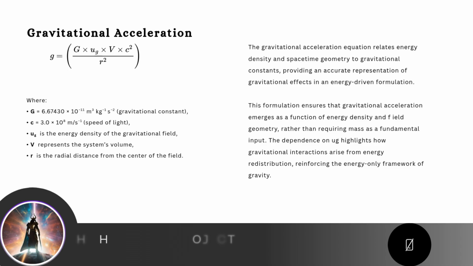So this is the gravitational acceleration equation from my gravitational field measurements paper. It basically says gravity is the gravitational constant times the energy density of the gravitational field, not the planet or celestial body, times the system's volume times the speed of light squared over the radius squared. So gravitational acceleration relates to energy density and space-time geometry. That's the big thing here.